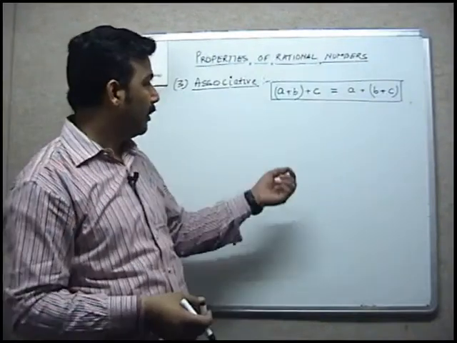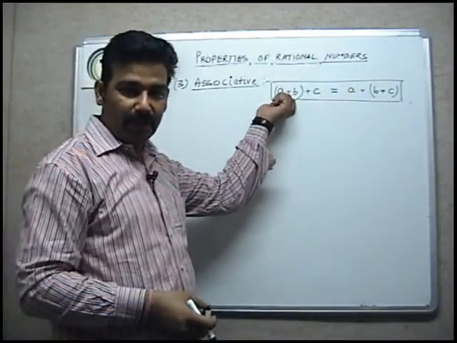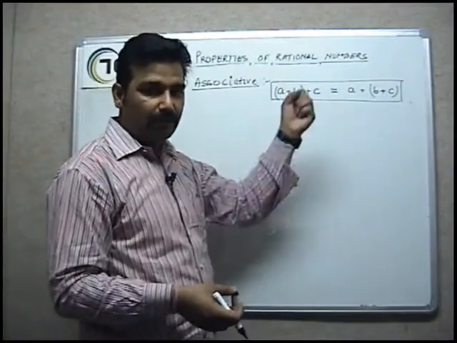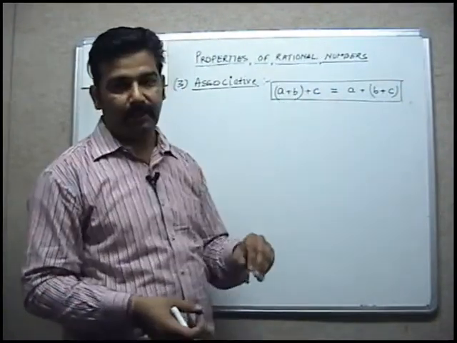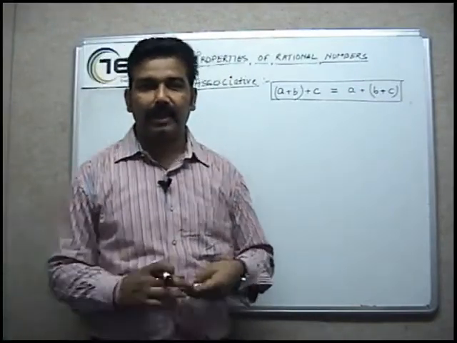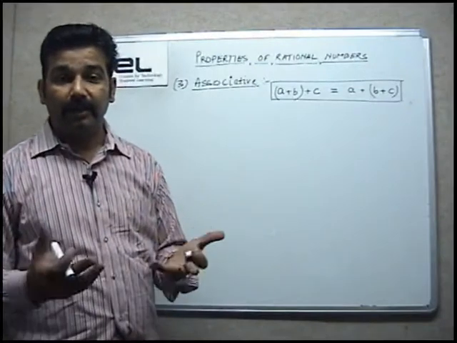That means two numbers are making an association, and the association of them results in a new number, and that new number will be added to the third number, and the same on the right side. So this is the associative property in addition.